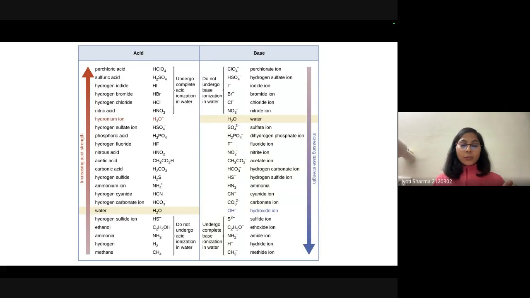This is how you can see your acid strength or basic strength with respect to your acidity.